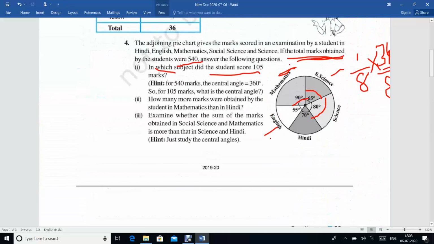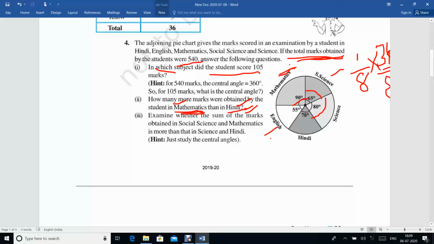The next part is saying, how many more marks were obtained by the student in mathematics than in Hindi. Means this time we have to compare the marks of mathematics and Hindi. The question is asking how many more marks he gained in mathematics in comparison to Hindi. Means we have to find the difference between the marks of mathematics and Hindi.